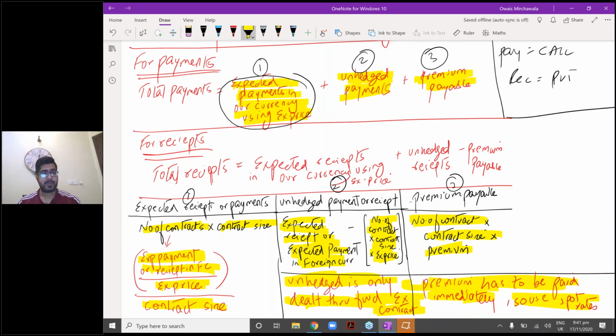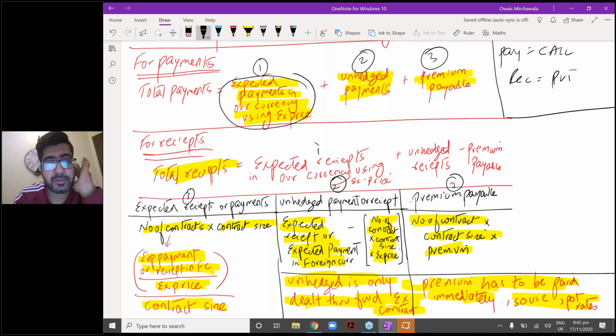That's the detailed approach for payments. Total payments is the expected payments in our currency using exercise price. The breakup is as follows. Number one, plus unhedged. Since it's a standardized contract, the whole amount won't be hedged. Some amount would be left as unhedged. And plus premium payable. Premium is number of contracts into contract size into premium. Premium has to be paid immediately, so we use spot rates. Unhedged petty amount is never dealt through futures or options, as they are standardized contracts. It will only be dealt through forward exchange contract. Now, in case of receipts, the principal formula is a bit different, else everything's the same. The formula for total receipts is number one, again the same.